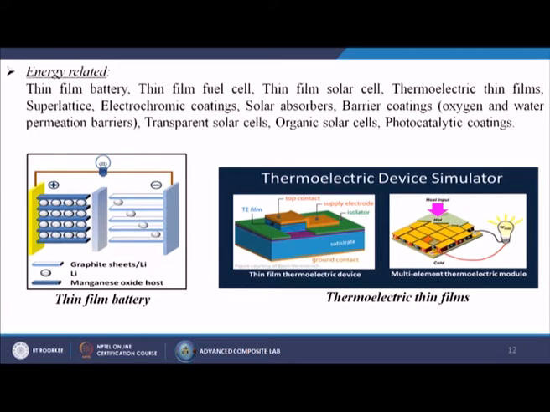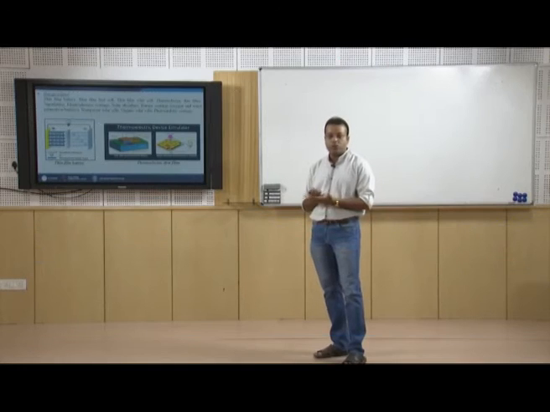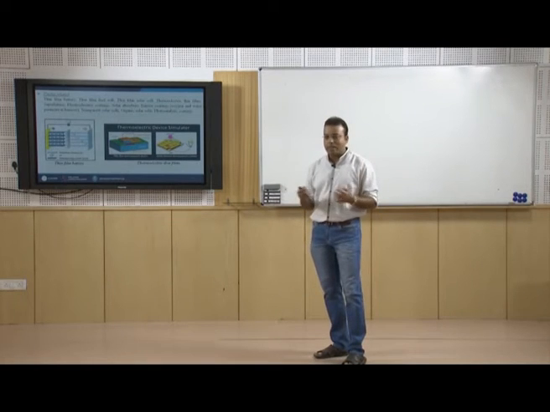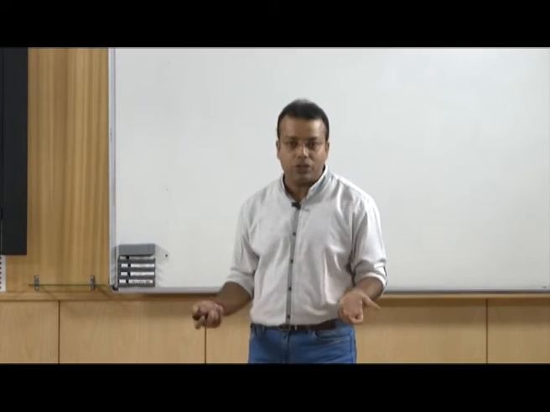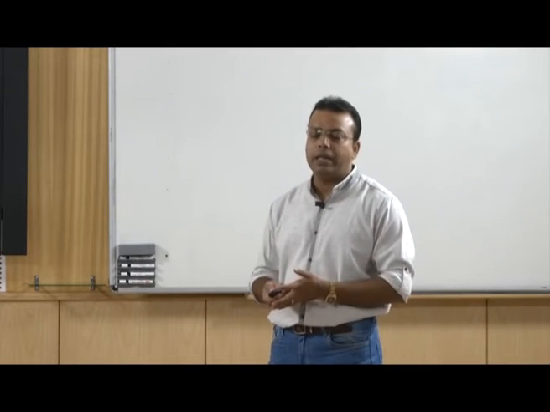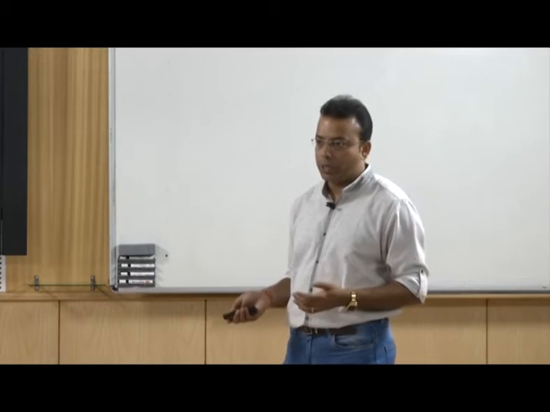So, from this particular figure we can understand that for the thin film battery we are using some graphite sheets with lithium, then manganese oxide host materials, or maybe a layer by layer technique. We are also using some kind of thermoelectric thin films, adapting them onto some substrate so that it can generate a certain kind of electricity, or by applying heat it can change into some other energy forms. So, there are several types of applications where we can use these thin film depositions.